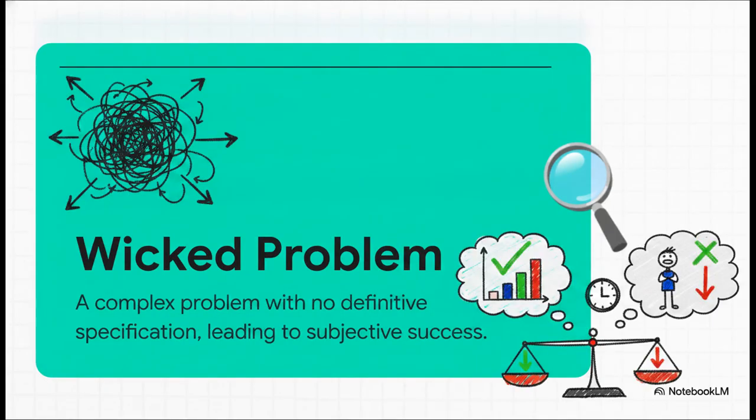And this brings us to the third core characteristic, subjective success criteria. This arises because socio-technical systems tackle what we call wicked problems. A wicked problem is a problem so complex with so many related entities that there really is no definitive specification. Success is entirely subjective. For example, imagine deploying a new medical record system in a hospital.